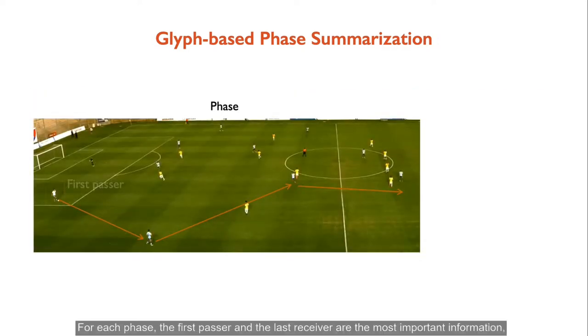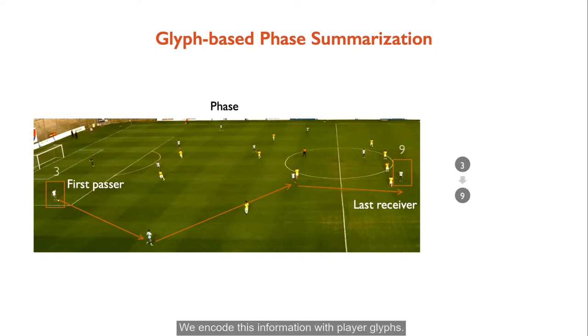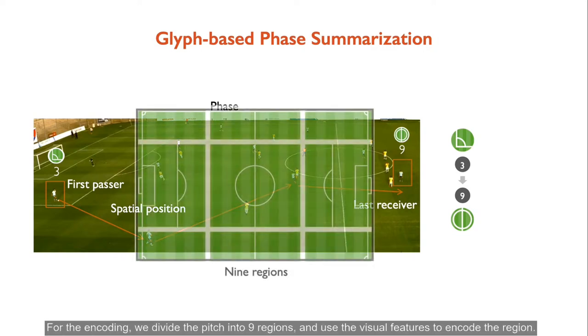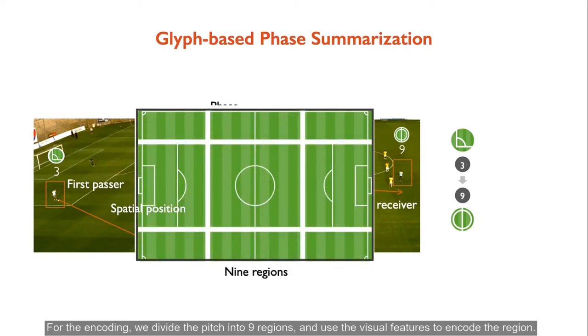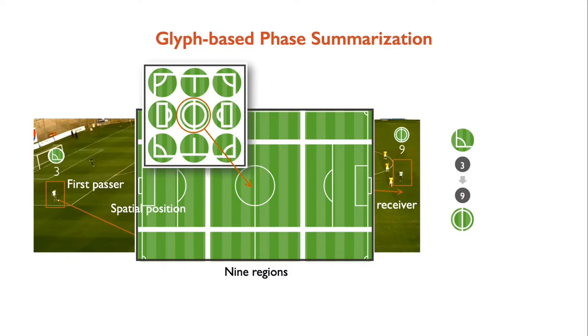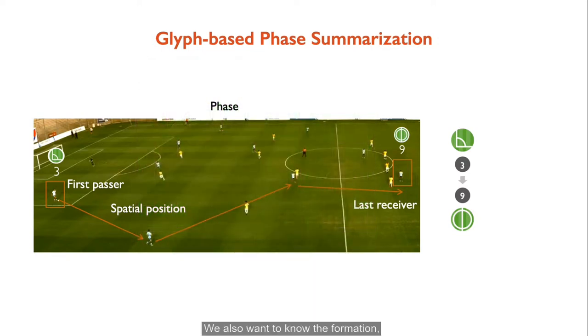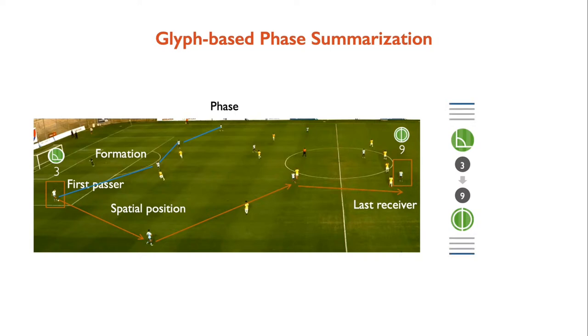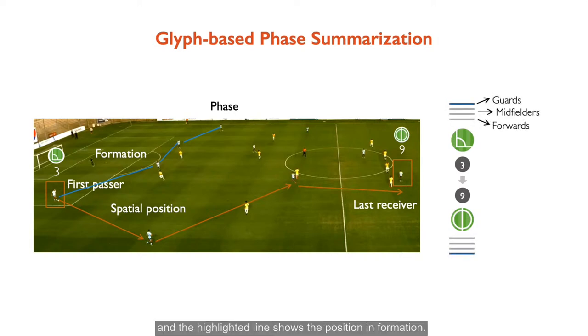For each phase, the first passer and the last receiver are the most important information, and we encode this information with player glyphs. We then want to see the spatial position of players and use a spatial glyph to show this information. For the encoding, we divide the pitch into 9 regions and use visual features to encode the region. We also want to know the formation and use a formation glyph to encode this information. Each line shows a formation line, and the highlighted line shows the position in the formation. With this encoding, we can summarize a phase's passing.